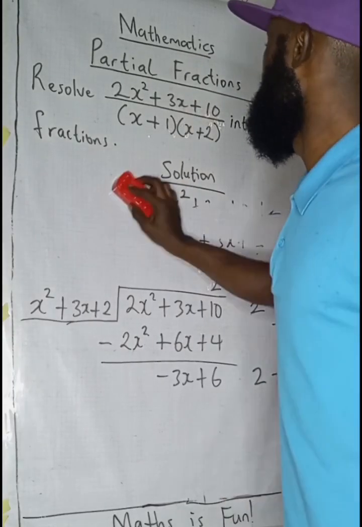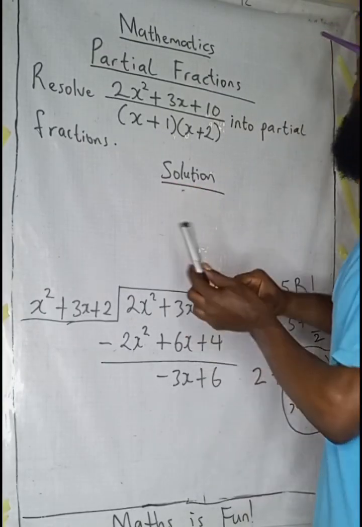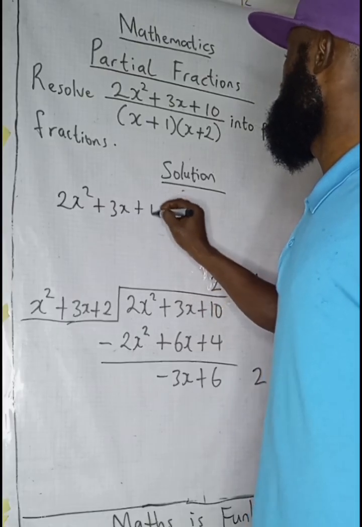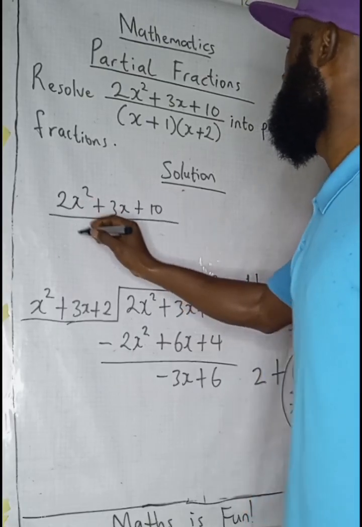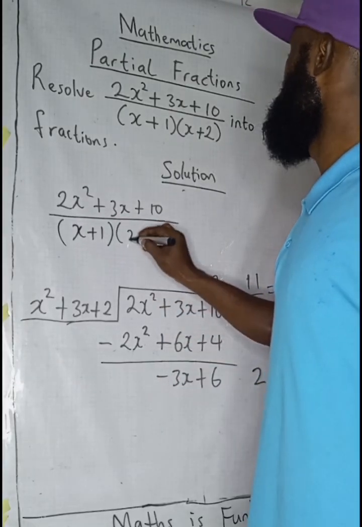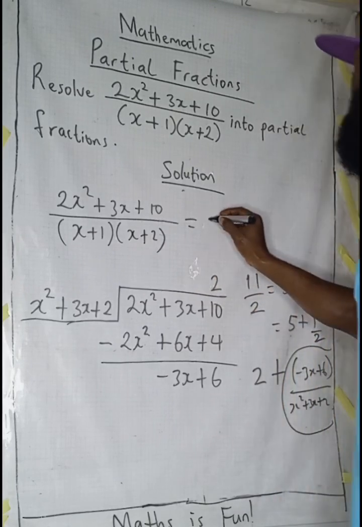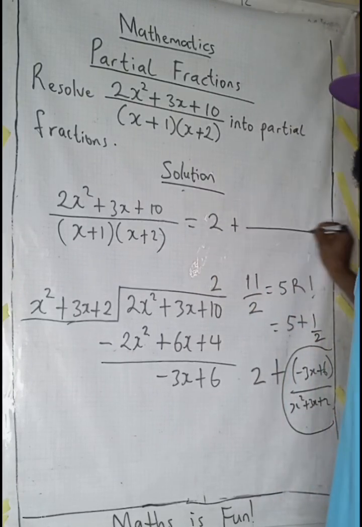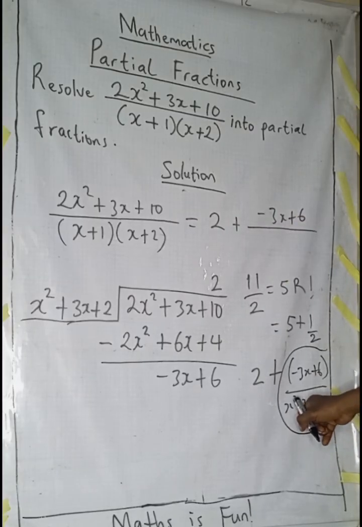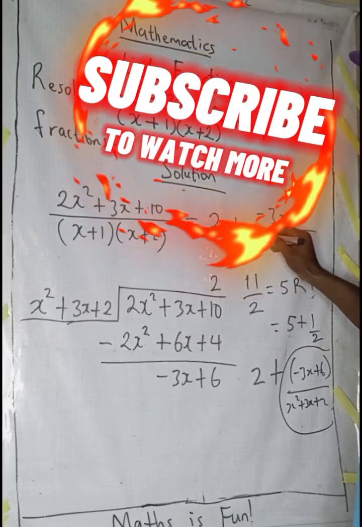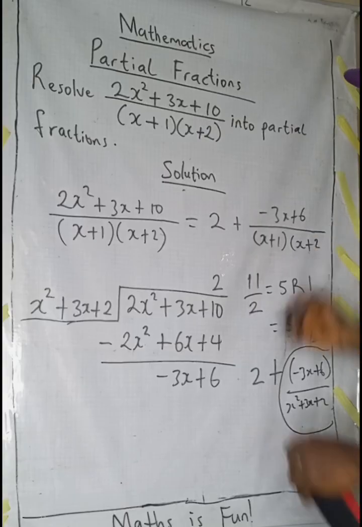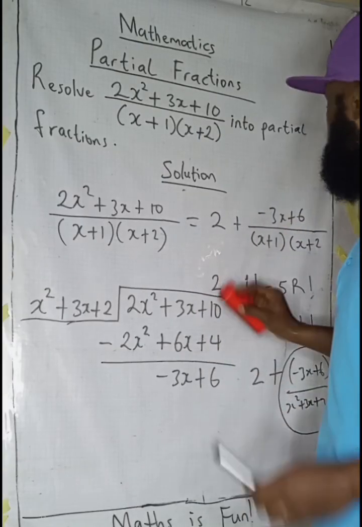We can now call the given fraction, 2x squared plus 3x plus 10 all over x plus 1 times x plus 2. We can now call it 2 plus minus 3x plus 6 all over what you have here. Let me just call it x plus 1, x plus 2. So from here, we now have a proper fraction.